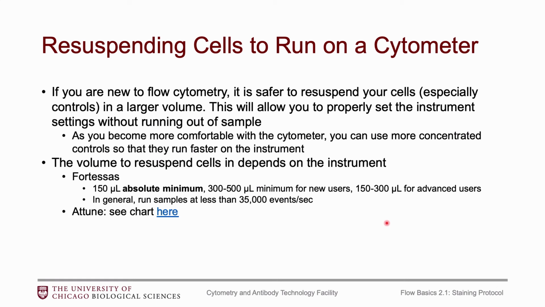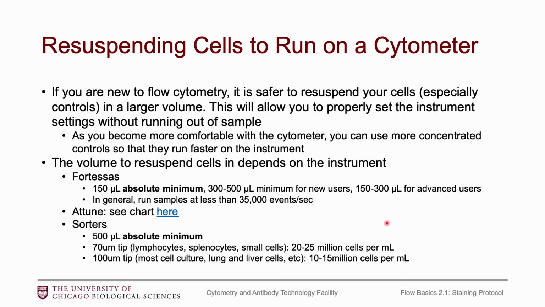For the Attune, we have a chart on our website, so make sure you check out that chart. And then for the sorters, the absolute minimum is 500 microliters. And then the maximum concentration recommended is dependent on the tip. So for the 70 micron tip for smaller cells, then no more than 20 to 25 million cells per mil. The 100 micron tip is no more than 10 to 15 million cells per mil.